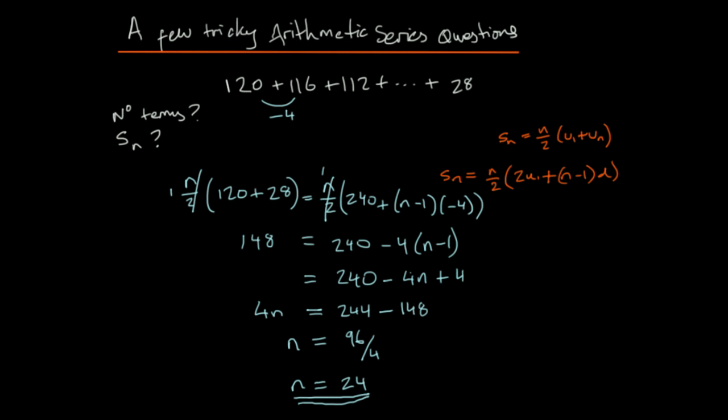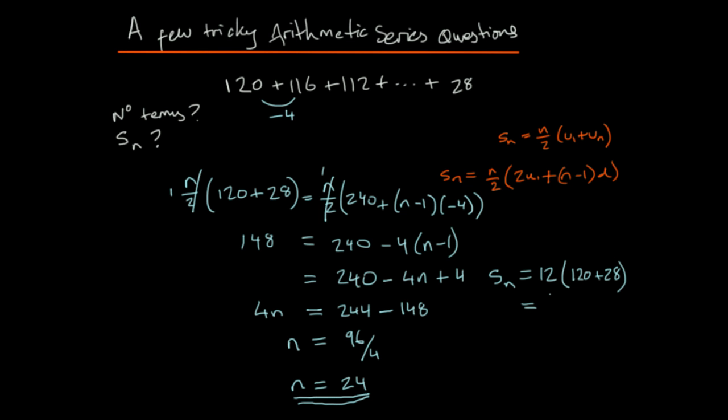Well, now that we know what n is, it's very easy. For the sum of terms, just use this equation, which is faster. If n is 24, then n over 2 is 12, and we're going to have to multiply that by the sum of first term plus last term.